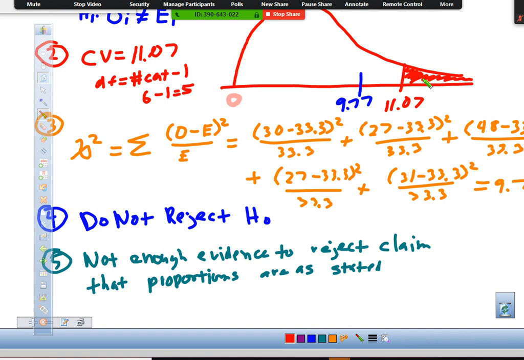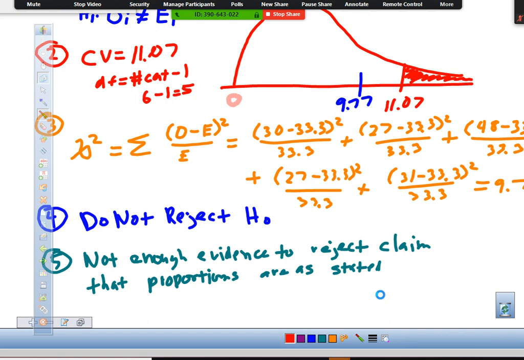You shade the critical value. So we have the guilty region. Do not reject H naught, because it's in the not guilty region. So there's not enough evidence to reject the claim that the proportions are as stated. That's all you have to put. I'm totally fine with just that. No worries, all kinds of good.